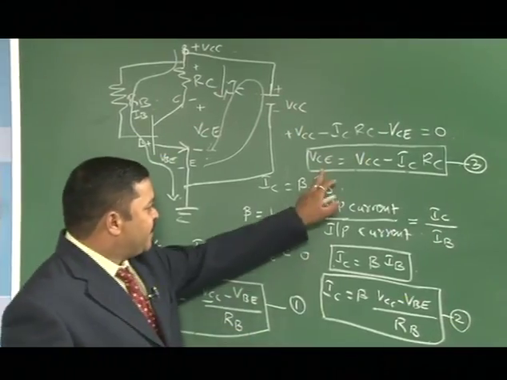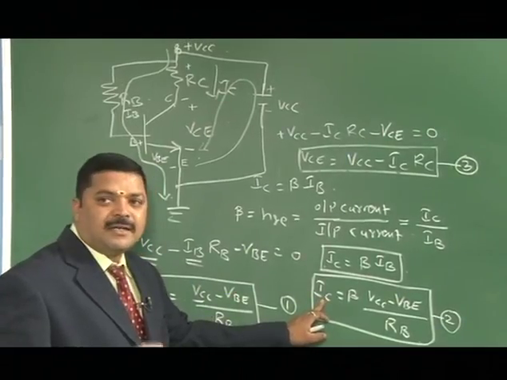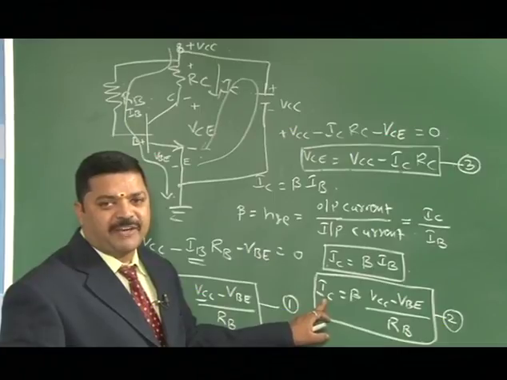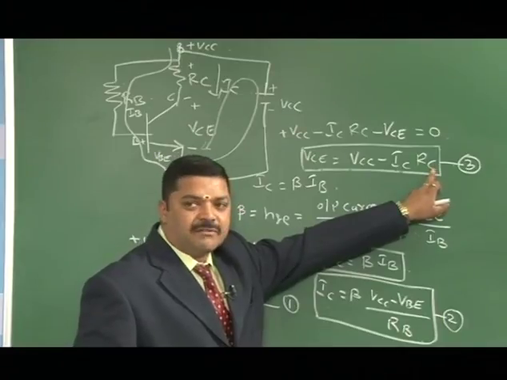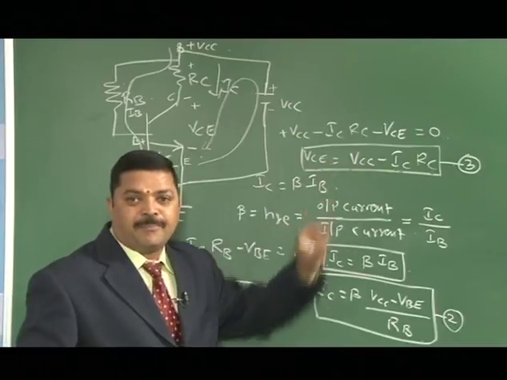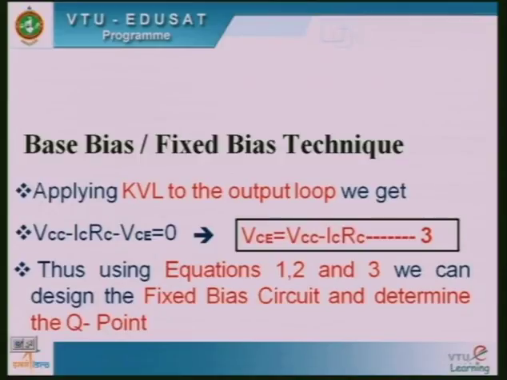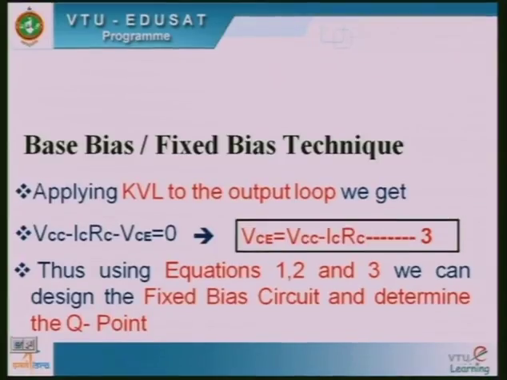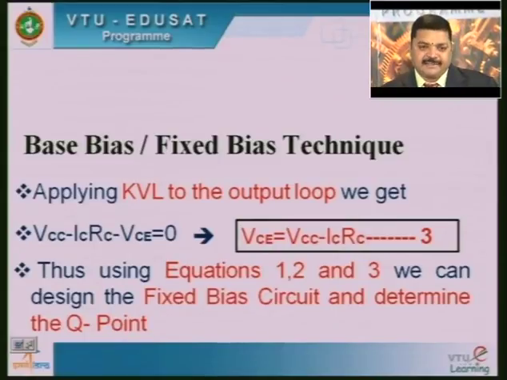Now, let us come to equation number 3. As we have proved from equation 2, IC is constant, maybe with some small variation, but it is constant. Since IC is constant, RC is a fixed value and VCC is a fixed value, therefore VCE is also fixed. Therefore, IC and VCE both are fixed. Therefore, we achieve a constant or stable operating point at the center of the active region, which will not be affected. But we will see what the disadvantages of the fixed bias technique are later.